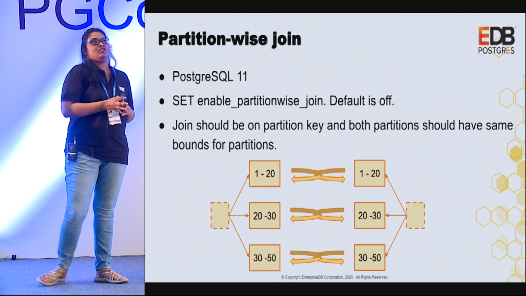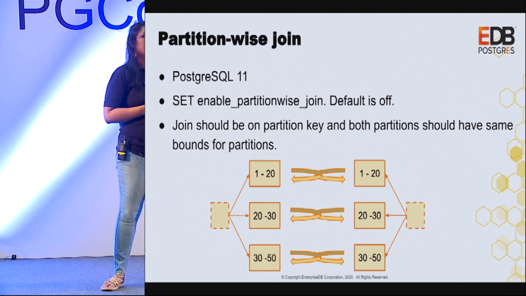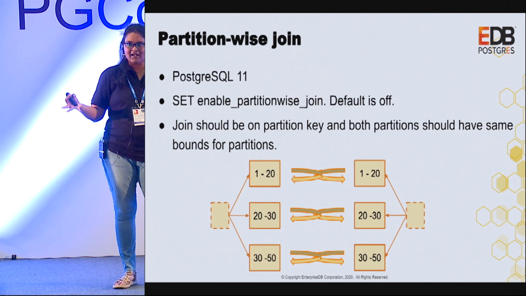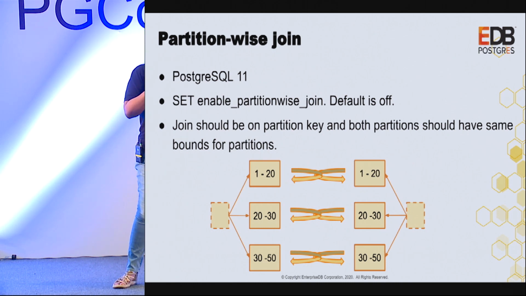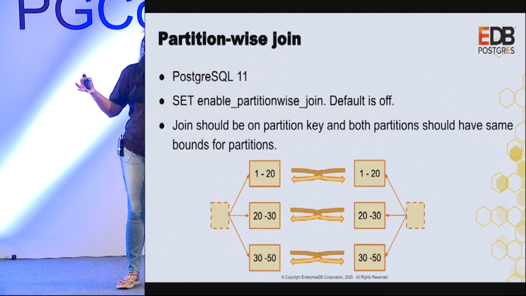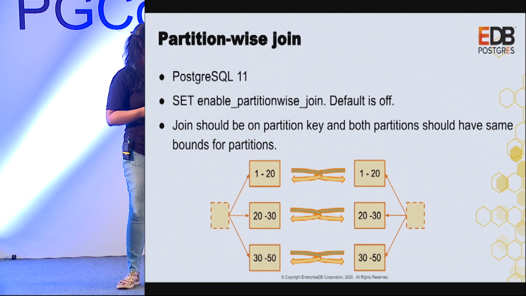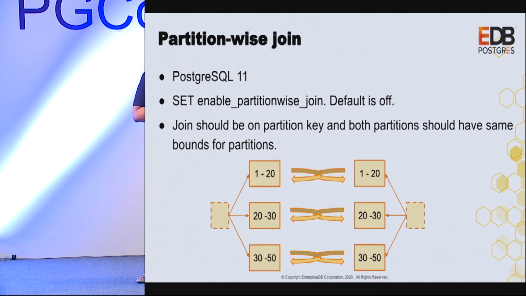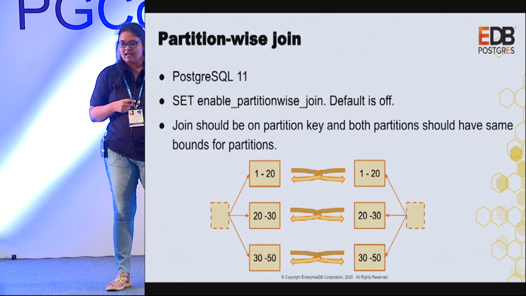One restriction to perform partition-wise join is that both the tables involved have to be partitioned, and the partition bounds of both the tables should match. So if I say one partition is 1 to 20, 20 to 30, and 30 to 50, then both the tables have to have the same partition bounds. Only then can it perform this partition-wise join.